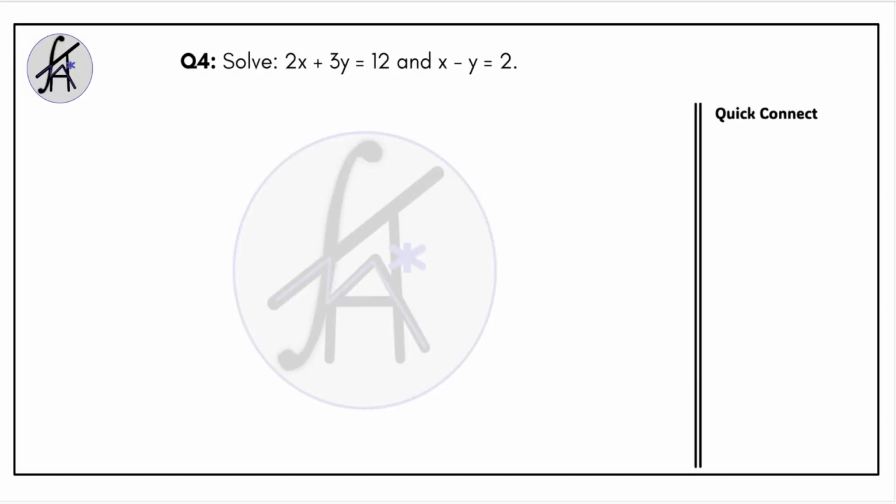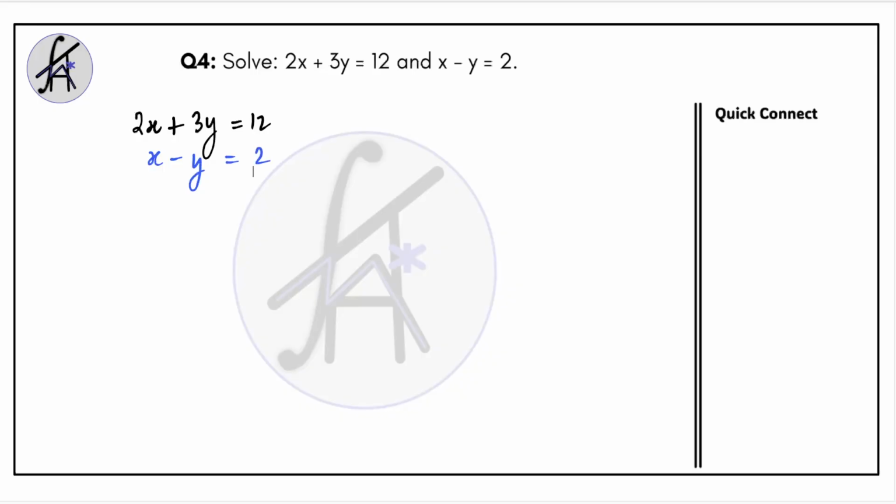So we have question number 4 from the 5 Questions a Day challenge, and it is from simultaneous equations. To solve these two simultaneous equations, the first equation is 2x plus 3y equals 12, and the second equation is x minus y equals 2.